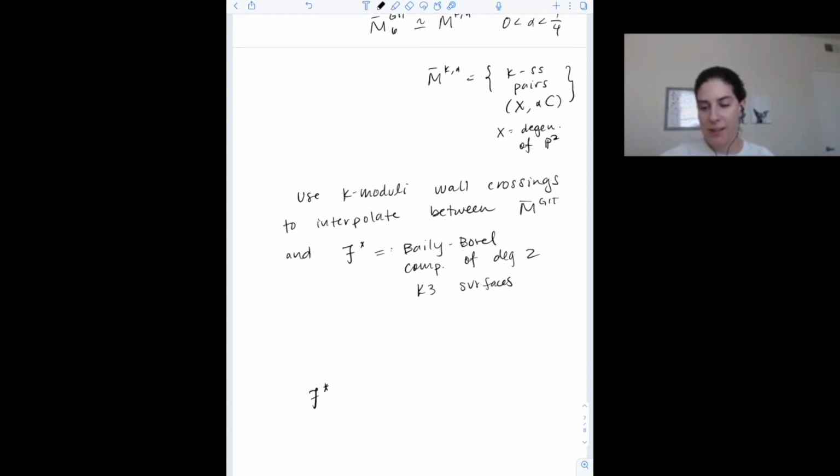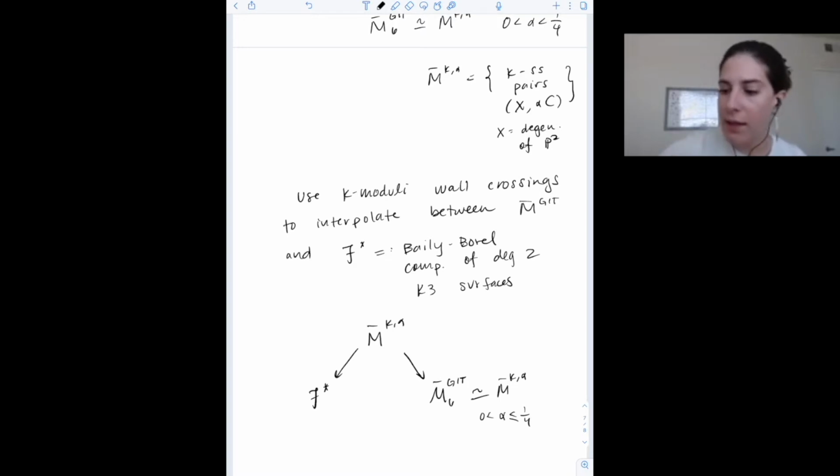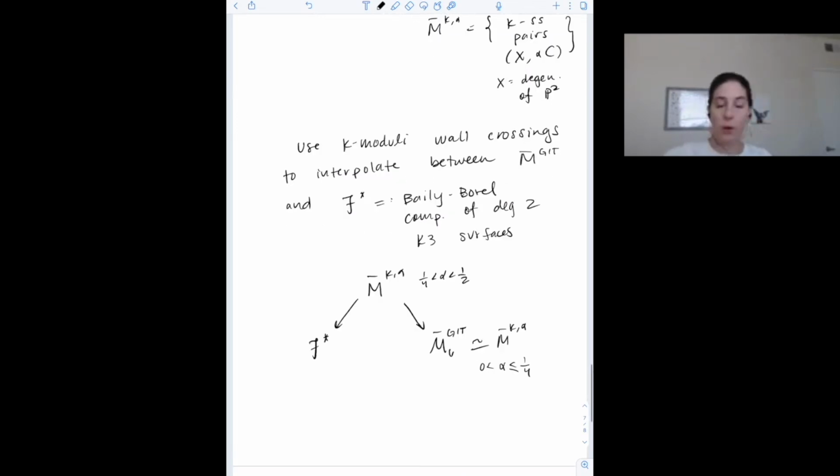You have the Baily-Borel compactification of moduli spaces of the K3 surfaces. You have the GIT moduli space of the plane curves of degree 6. This happens to be a K-moduli space as long as alpha is between 0 and 1/4. And when alpha is 1/4, you do have a wall crossing in terms of the moduli spaces. And if I'm just talking about the moduli spaces, I guess I could put less than or equal to here, if I'm not talking about the stacks. And after you cross the wall at 1/4, we get a different K-moduli space as alpha ranges from 1/4 to 1/2.